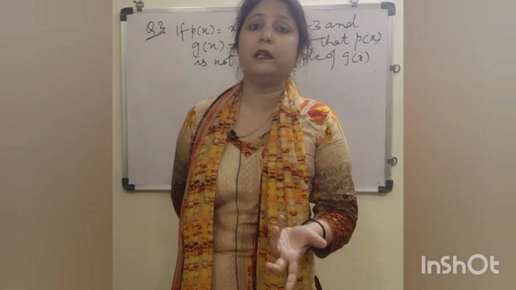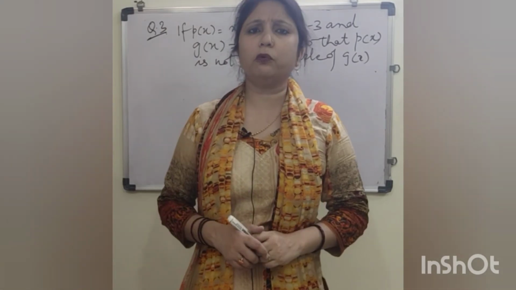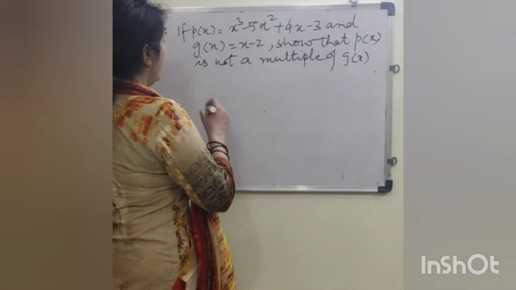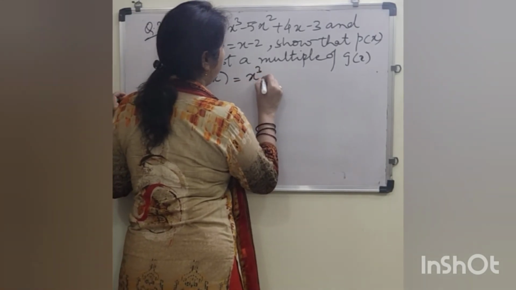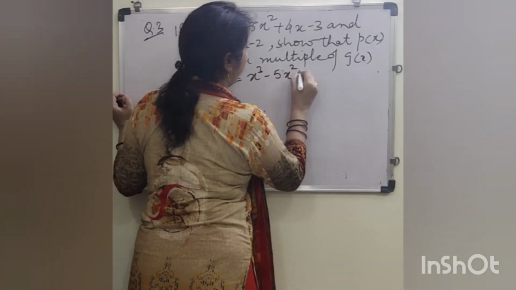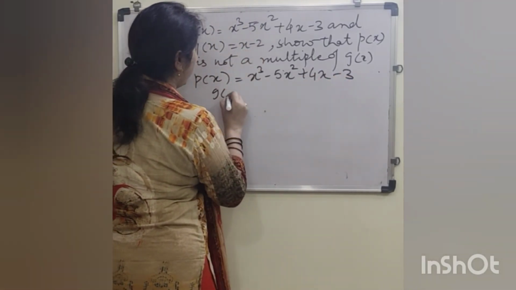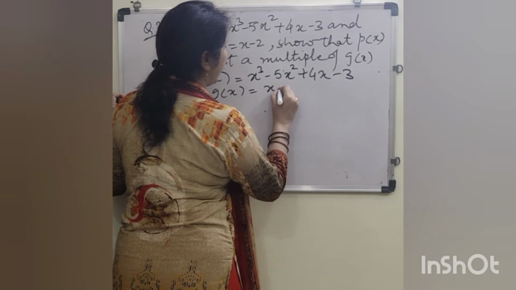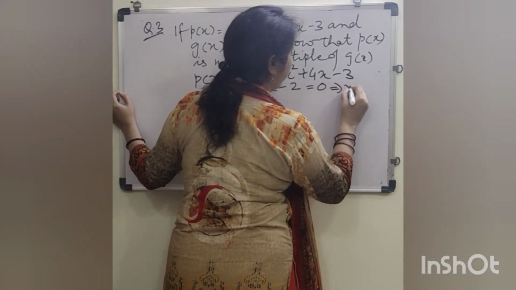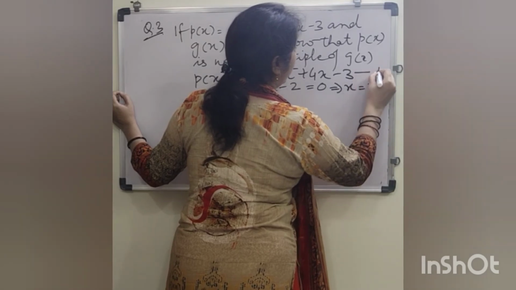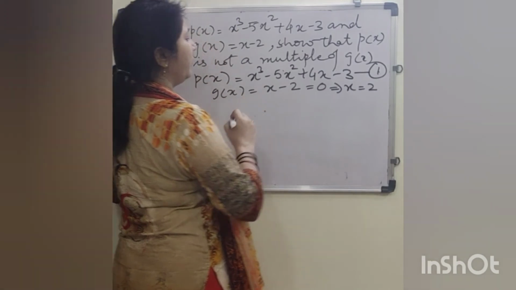Then what would be the remainder? The question is, then what would be the remainder? So let's use the remainder theorem. Your P(x) is x cube minus 5x square plus 4x minus 3 and your G(x) is x minus 2. You take it as 0 and you will get x is equal to 2. So put x is equal to 2 on both the sides of equation 1.